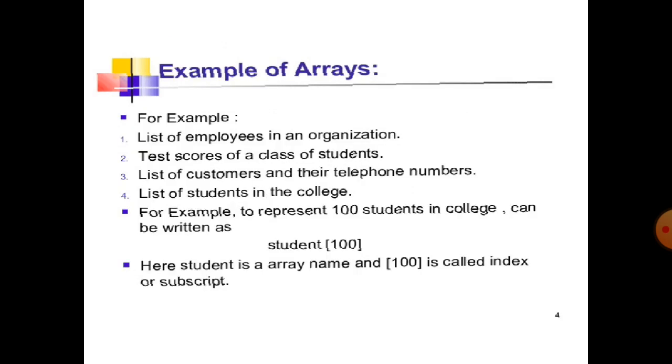Examples of array: for example, list of employees in an organization. Second example is test scores of a class of students. Third example is list of customers and their telephone numbers. Fourth example is list of students in a college. These are some examples of arrays. For example, to represent 100 students in a college can be written as student[100]. Student is the array name and 100 is the size of the array, the number of students. Here student is the array name and 100 is called the index or subscript.